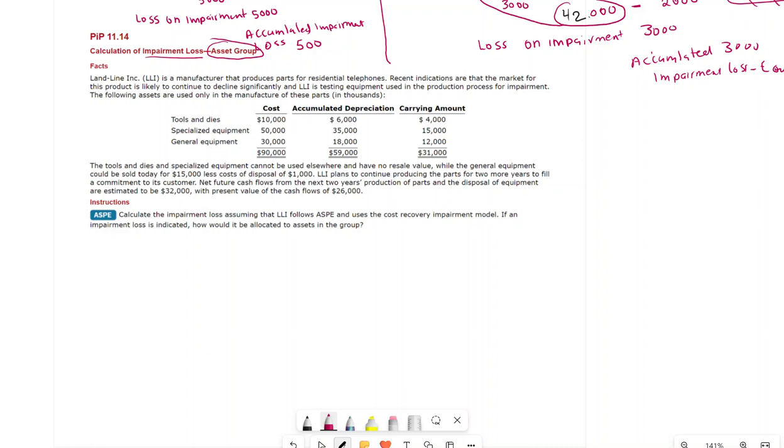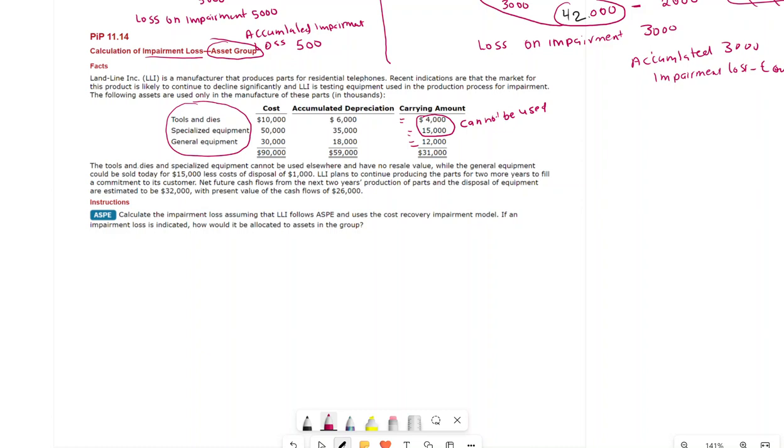So this is the cost, this is the accumulated depreciation, that's the net book value of each asset. This is all one group, so we don't know which one has gone down in price and which one hasn't. The total cost of the dice and specialized equipment cannot be used anywhere else, so these two cannot be used anywhere. So we need to see what entry we could be doing.